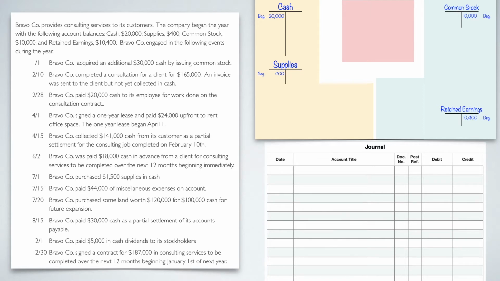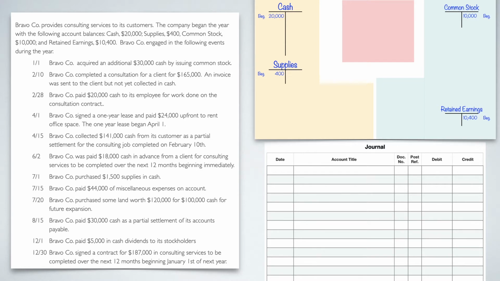All right, so let's get into the transactions now that we've done the T-tables. Now also, I want to point out, notice we didn't do any journal entries for the beginning balances because those have already been journalized last year. Beginning balances are not journalized for the next year because they're already on the books. So we didn't do any journal entries for those. So now let's get into the transactions.